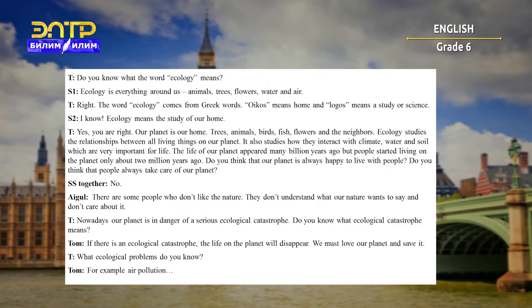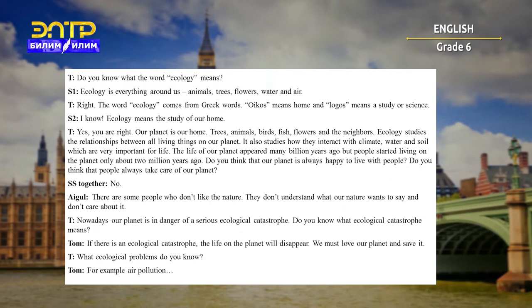Do you know what the word ecology means? Ecology is everything around us, animals, trees, flowers, water and air. Right, the word ecology comes from Greek words, oikos means home, and logos means a study or science. I know, ecology means the study of our home. Yes, you are right. Our planet is our home. Trees, animals, birds, fish, flowers and neighbors. Ecology studies the relationship between all living things on our planet. It also studies how they interact with climate, water and soil, which are very important for life.